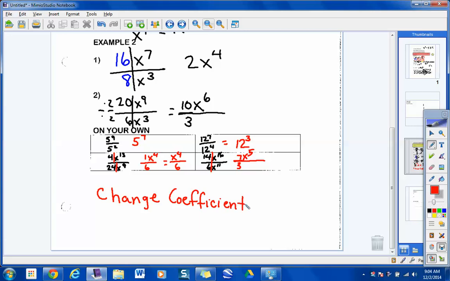And you know, I know you guys forget sometimes, so you could put like 6 x to the 3rd, and you can put a line over to the 6 as the coefficient, and a line over to the x as the base. Cannot change the base. The base stays the same.